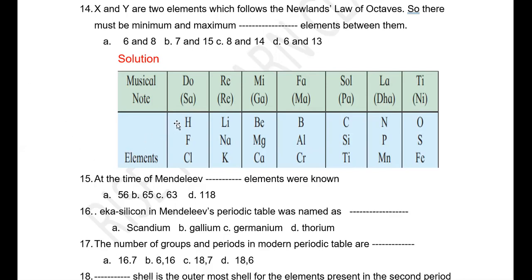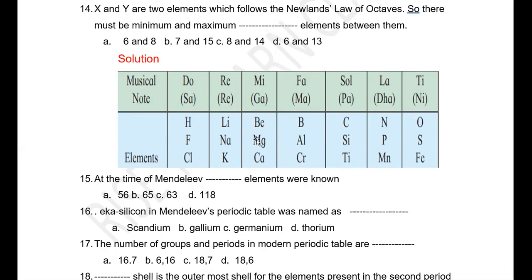We know in Newland's octave, every 8th element shows properties similar to that of the first. So in this table: hydrogen, lithium, beryllium, boron, carbon, nitrogen, oxygen, fluorine. Fluorine shows properties similar to that of hydrogen. So between hydrogen and fluorine, how many elements are there? 1, 2, 3, 4, 5, 6 elements are there.